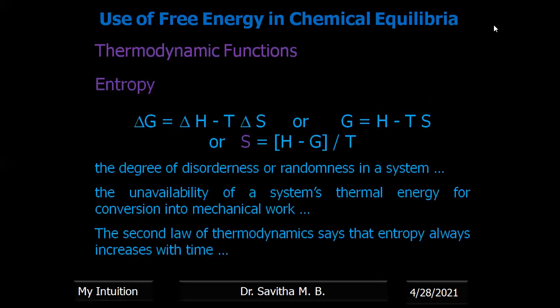Then we have the entropy. Entropy, as you know, is the degree of disorderness or randomness in a system, and it depends upon temperature also. As the temperature increases, the entropy also increases. The second law of thermodynamics says that the entropy always increases with time. It is also the unavailable energy of the system.